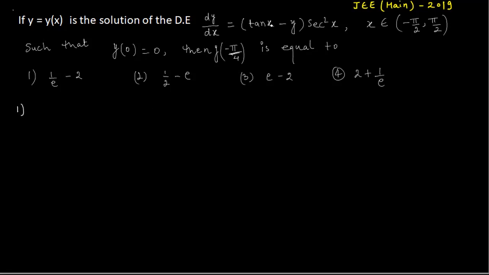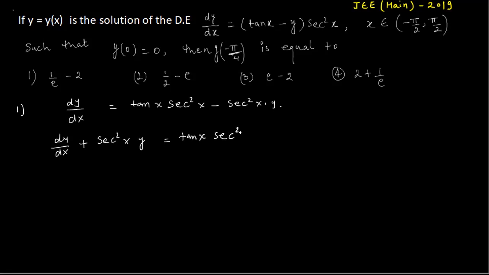Okay. So in order to solve this equation, let us rewrite it as a linear differential equation. So dy over dx equals tan x into sec square x minus sec square x times y. This can be rewritten as dy over dx plus sec square x times y equal to tan x into sec square x.